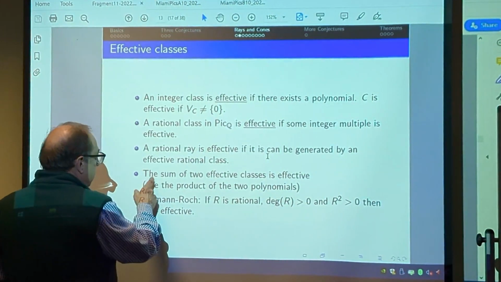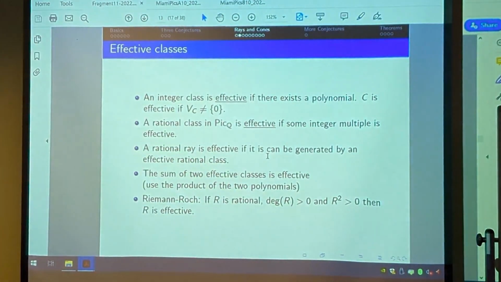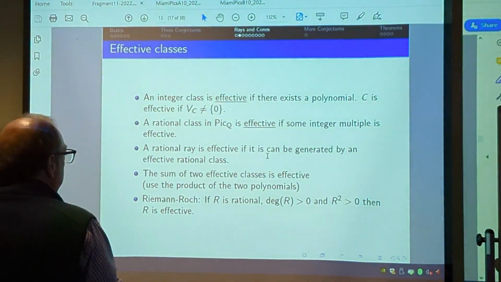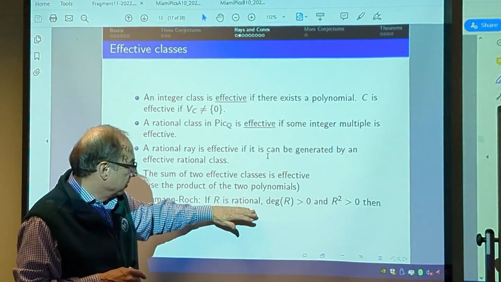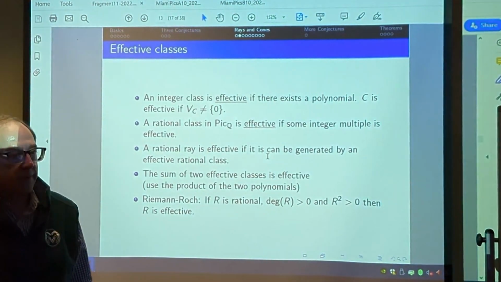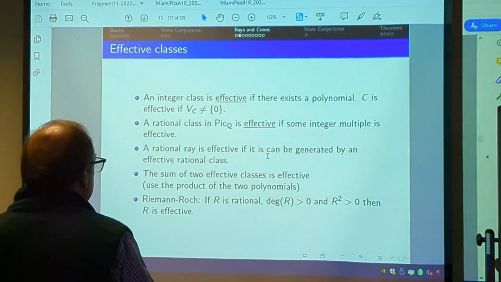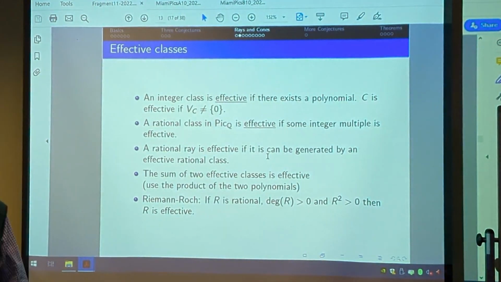And it's easy to see the sum of two effective classes is effective. Because if you have a polynomial here and also a polynomial here, the sum uses the product of the two polynomials. And what Riemann-Roch says is if you have a rational ray where the degree and the self-intersection are strictly positive, then eventually some multiple will have a polynomial in it. Some multiple. And all that means is as you increase the numbers large enough, you'll have more coefficients than you have multiplicity conditions. That's all. The naive conjecture kicks in. That's just a fancy way of saying Riemann-Roch kicks in.